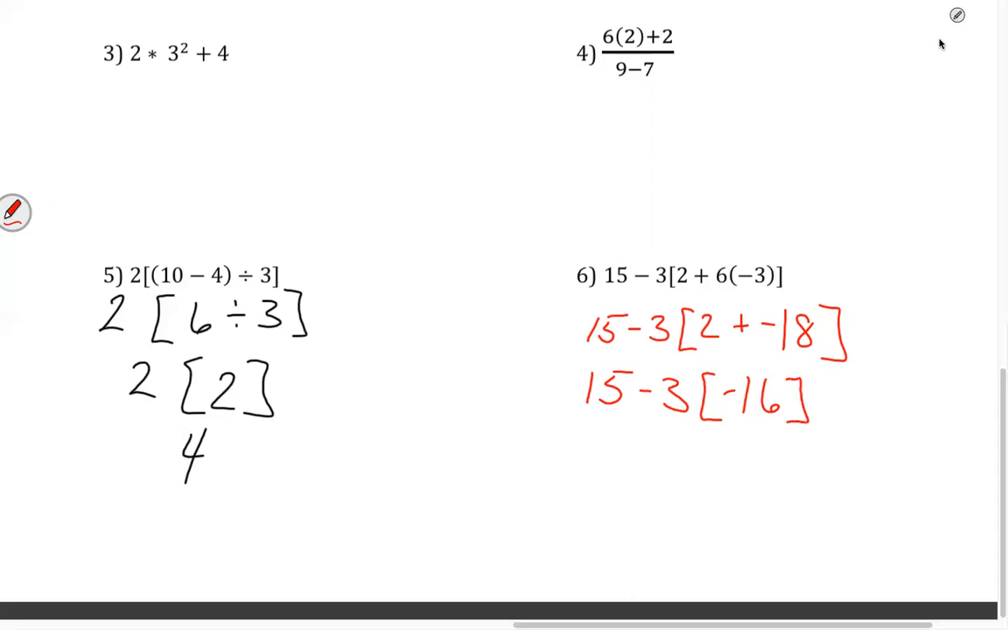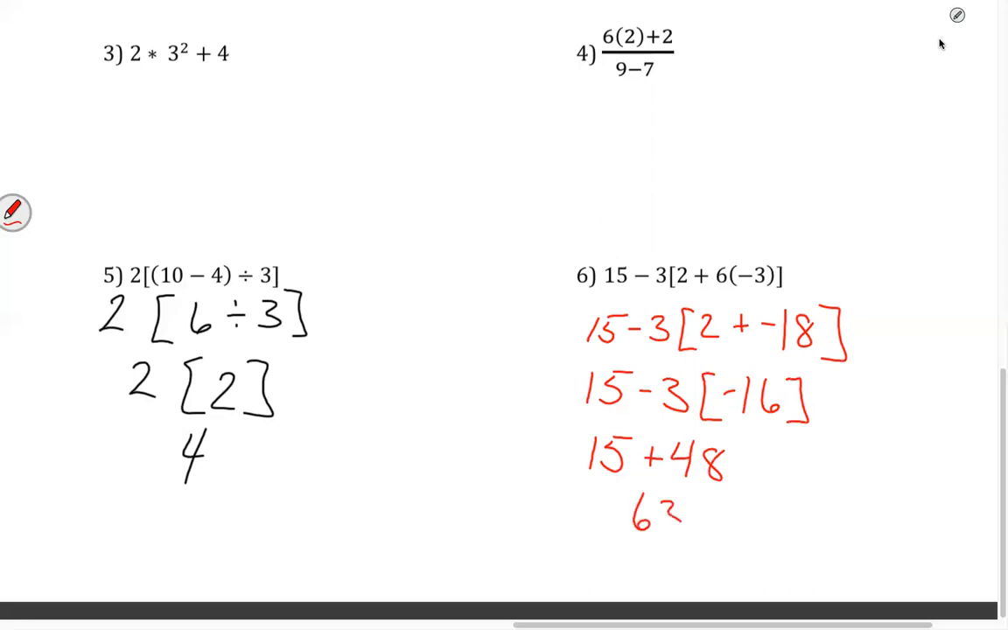Now what? Negative 3 times negative 16. Okay. Do you know what that is? Negative 48. Okay. Just so 48. Is it negative 48 or positive 48? Positive. Yeah. So you see where you went wrong there? You told me everything right, but you wrote down negative 48.